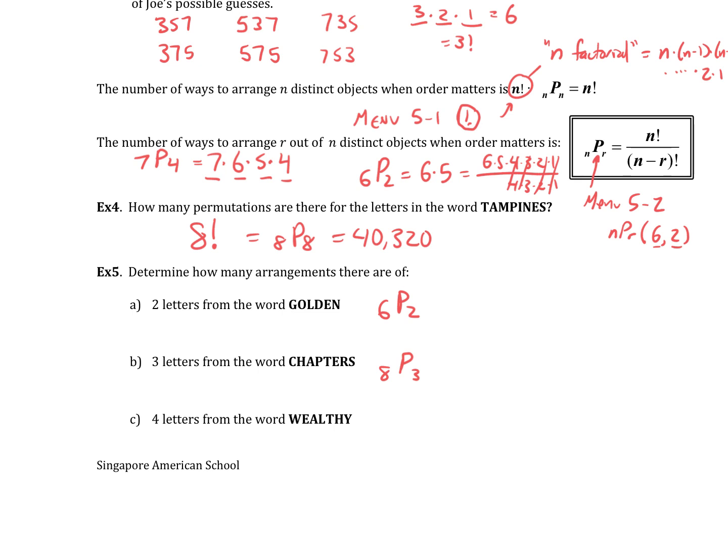That's 1, 2, 3, 4, 5, 6, 7, so 7P4. And those answers are, well, that's 30. I can do that in my head. 8 times 7 times 6. It's almost faster to type 8 times 7 times 6 than to do the whole thing. 7, 6, 5, 4. We just did this on the last page. Okay.